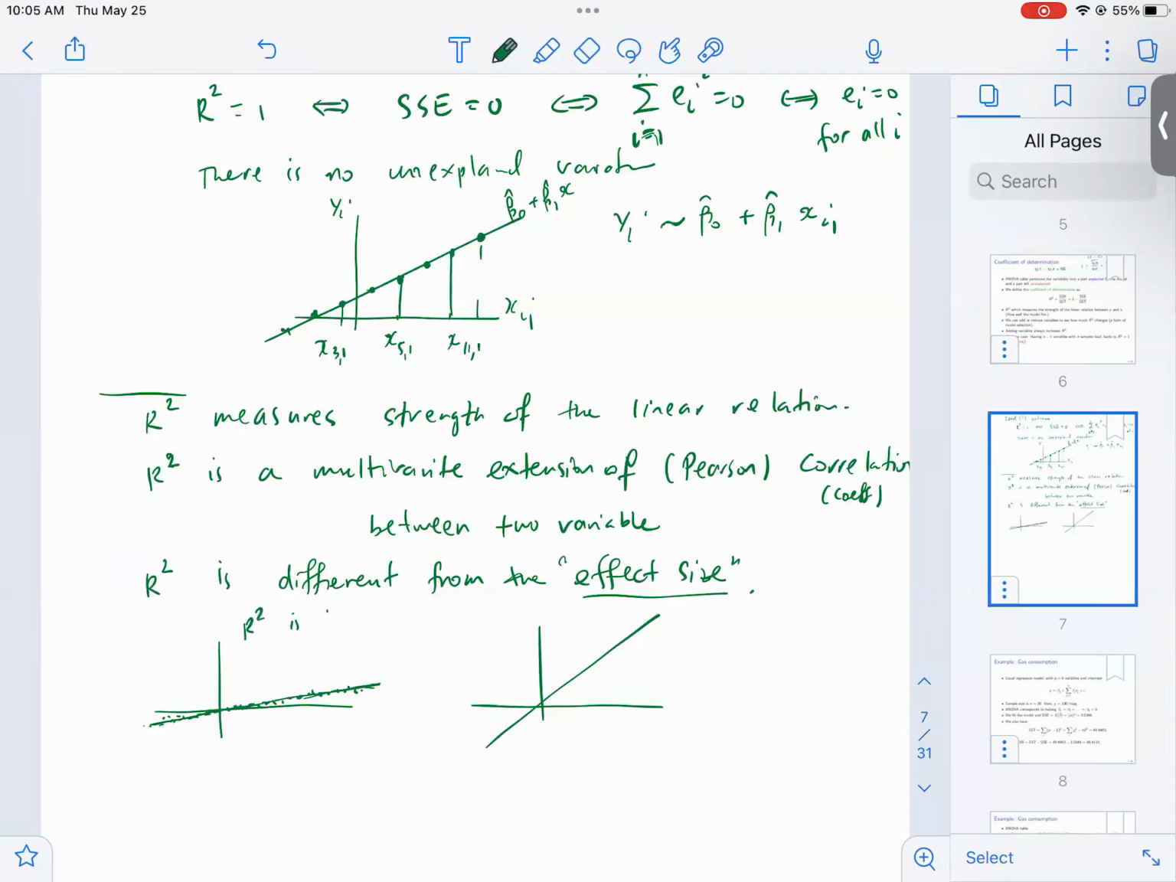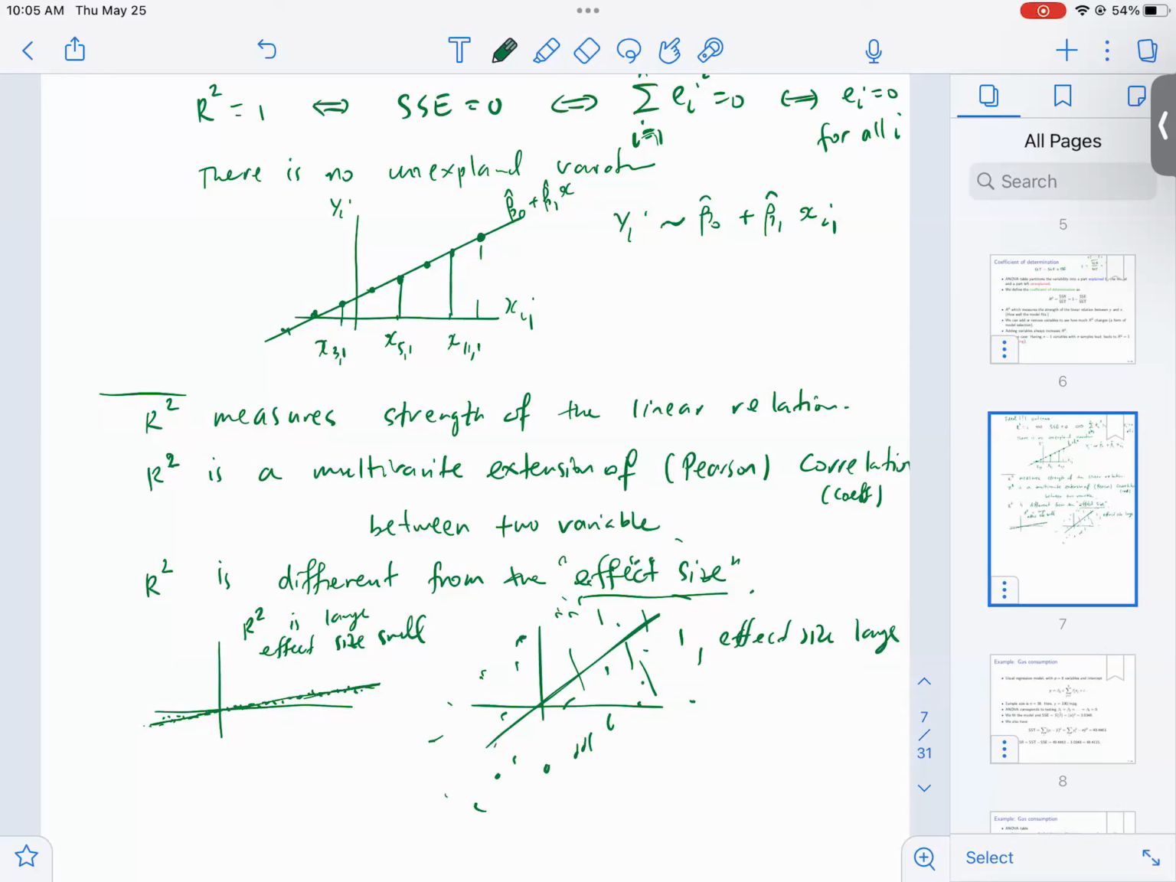R squared is large. Effect size small. Here, effect size is large. The effect size is basically the slope of this line. Right? So effect size is large, but points could be all over the place around this. They still follow this regression line, but the noise is very high.